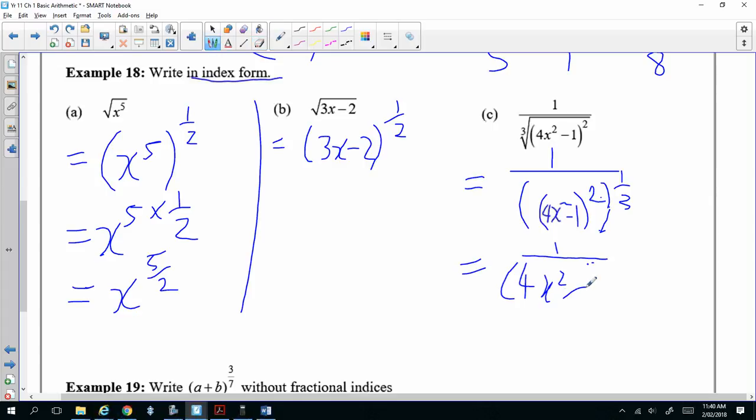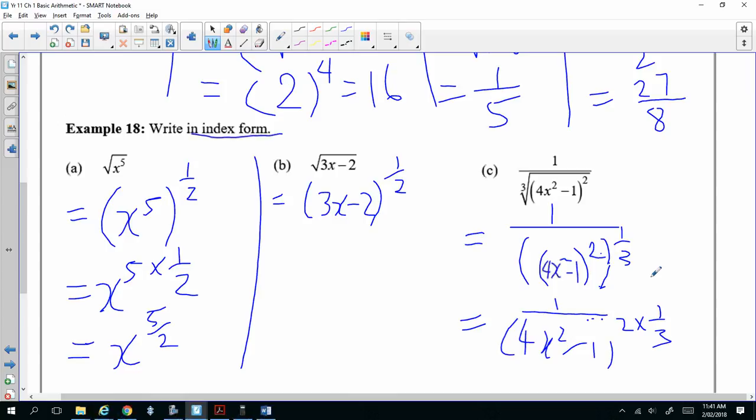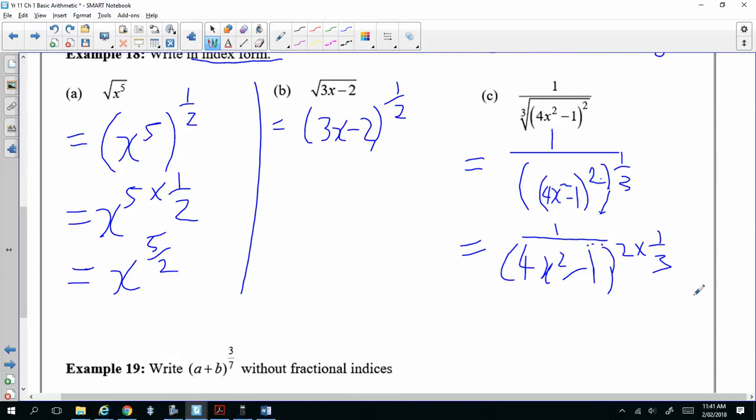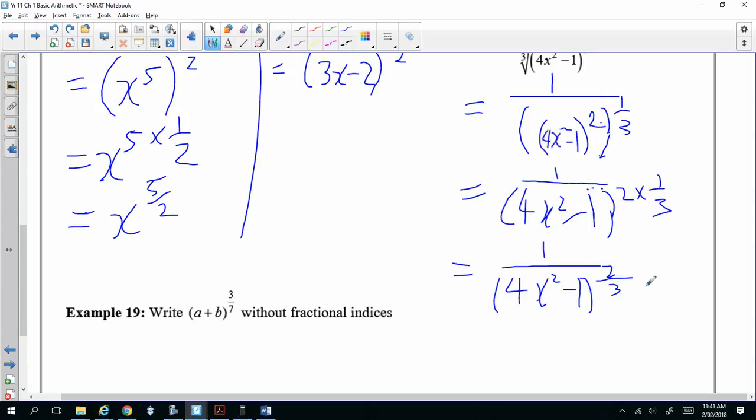So you get 2/3. Notice throughout the process, I still have a 1 in the numerator. So you keep it there for now, 2/3. But that's not in index form yet. Index form means no fraction. I mean, the index can be a fraction, but the expression can't be a fraction. So the 1 over something becomes a negative power. Negative power. That's your final answer.